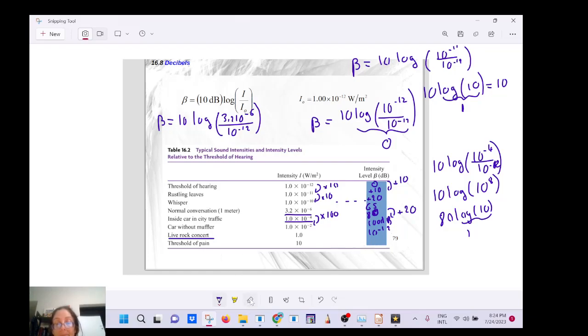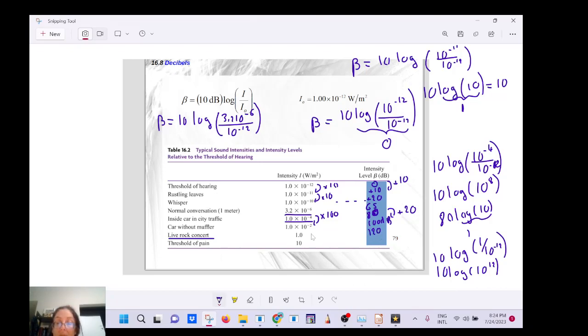So 1 is going to be 10 to the negative 12. No, sorry. So 1 here, it's going to be 10. Yes, so it's going to be log. And here you have 1 divided by 10 to the negative 12. Okay, so you can have 10 log of 10 to the 12. So 12 times 10 is 120. So that's going to be 120.